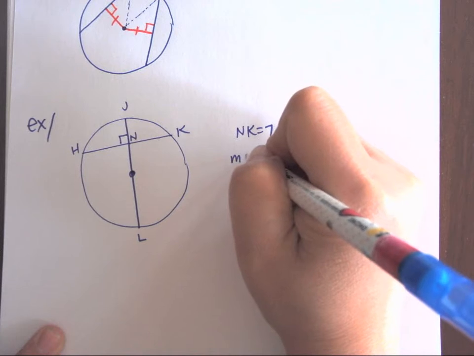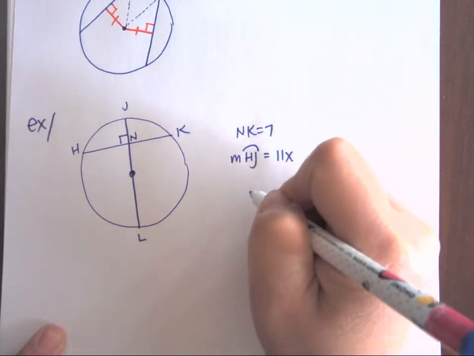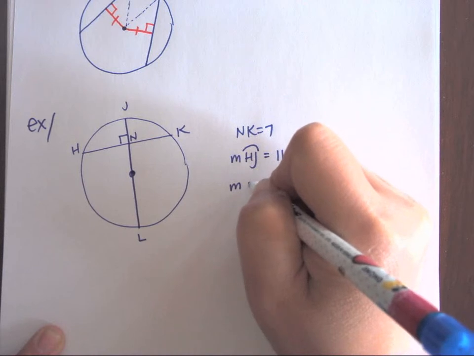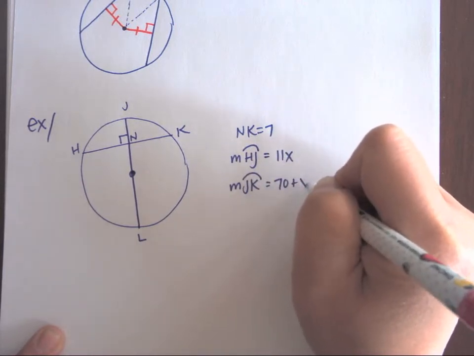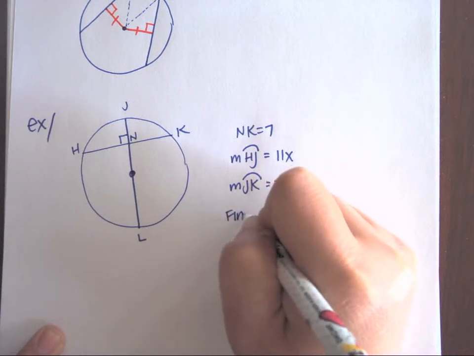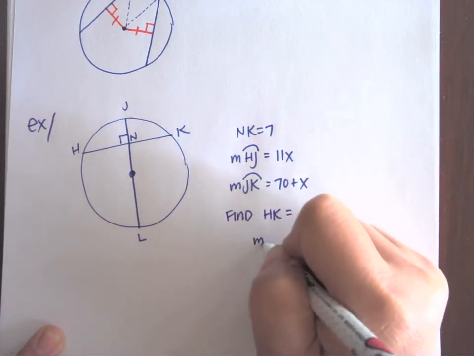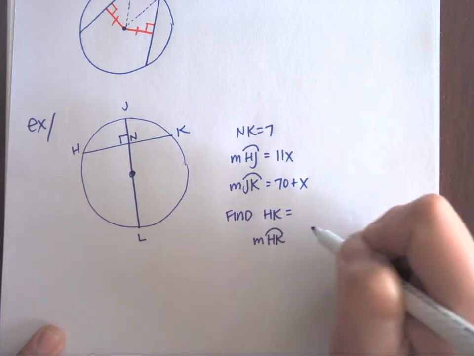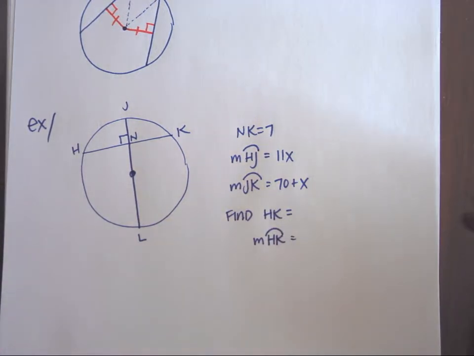Measure of arc HJ is 11x. Measure of arc JK is 70 plus x. Find HK and find the measure of arc HK. So this is segment HK and this is arc HK. This is a video, so you can pause.